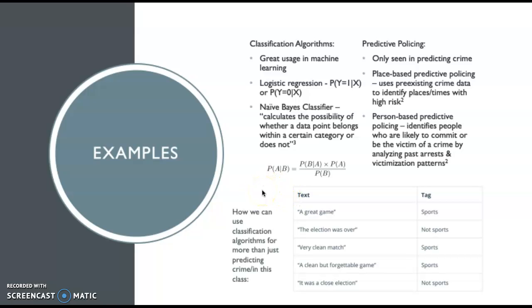So then here's an example of how we can use classification algorithms for more than just predicting crime. So this was about sports and not sports. So this was the input, a great game. Then it returned, it definitely was about a sport. The election was over, that's not about a sport. So that's how we can use it for crime as well.